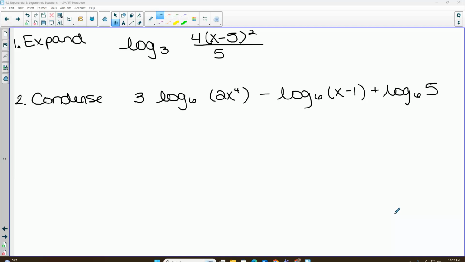From earlier on, but we've been using these properties of logs to solve those equations from yesterday. So I want to do a review just in case. If I ask you to expand, that means break apart the log. So how would you write this?